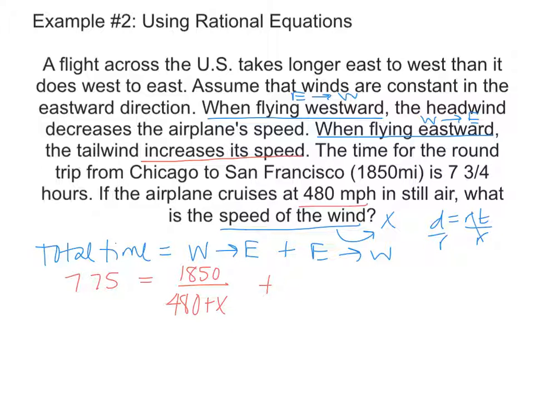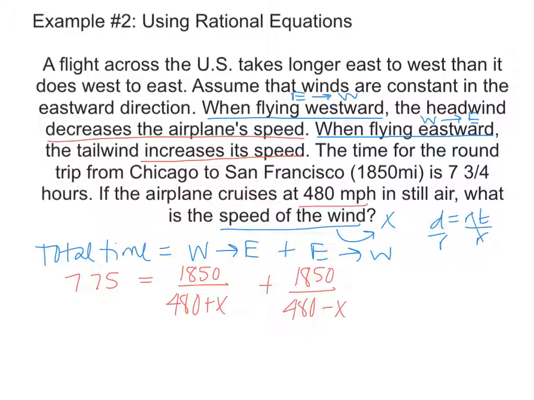Plus east to west. Well, the distance is still the same. It's still 1,850 miles over, and in this case, since we're going east to west, that's flying westward, and so it decreases the airplane speed. So that's 480 minus x.